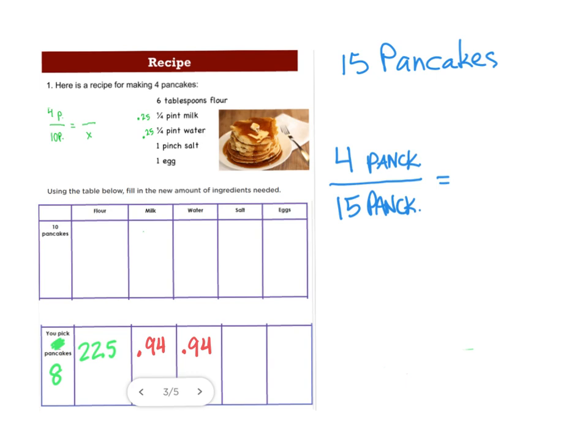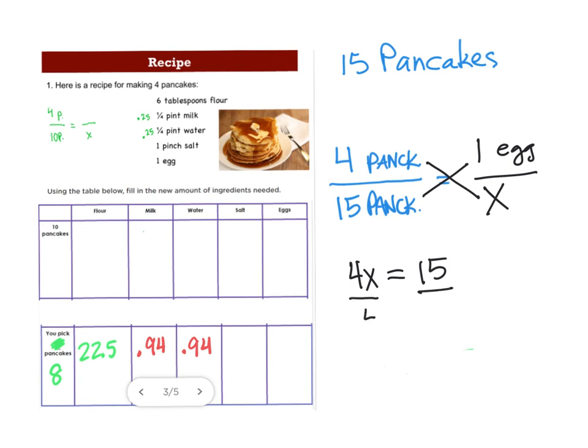For the last ingredients, salt and egg, they're both 1. So I only have to do this part of the proportion once. So 4 pancakes requires 1 egg and 1 pinch of salt. We'll call it the egg this time. I don't know how much egg or how many pinches of salt I will need, so that's why my variable goes there. Again, I'm going to cross multiply. 4 times x is 4x. 15 times 1 is 15. Again, you'll see our cross products are equal. I need to know what I can multiply times 4 to get 15, so to figure that out, we divide.